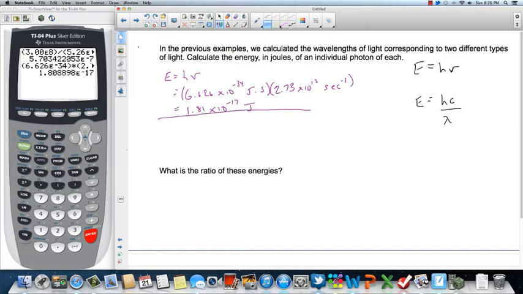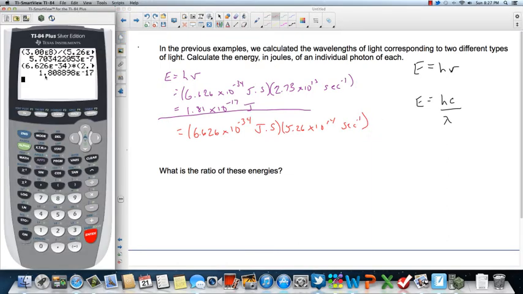Okay. For the second example, it's the same. E is equal to h times frequency, so it's going to be 6.626 times 10 to the negative 34th joule seconds times, when we look back here, 5.26 times 10 to the 14th inverse seconds.